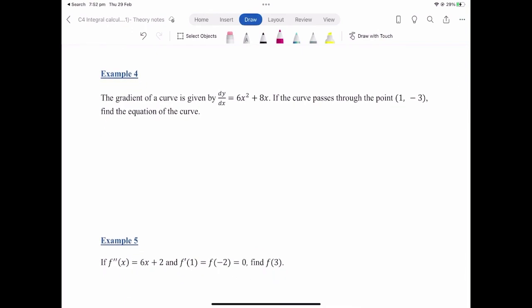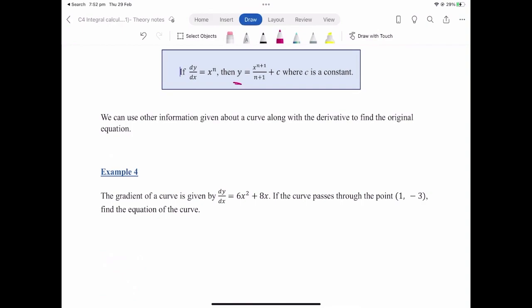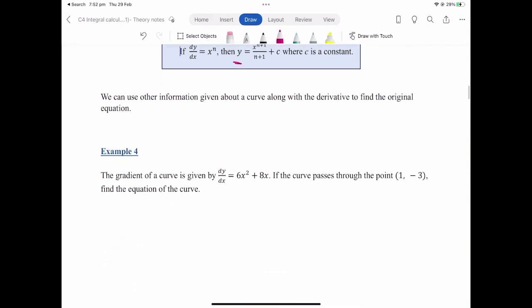So dy/dx is equal to 6x squared plus 8x. Now we're going to use this new formula that we've learnt up here. It says that if I've got a derivative that's equal to x to the power of n, I'm going to add 1 to the power and divide by the new power. So y is going to be equal to, have a look at the first one, 6x squared. Now I'm going to add 1 to the power, and divide by that new power. So 2 plus 1 is equal to 3.